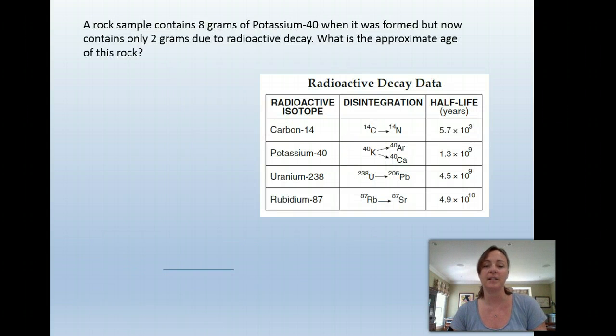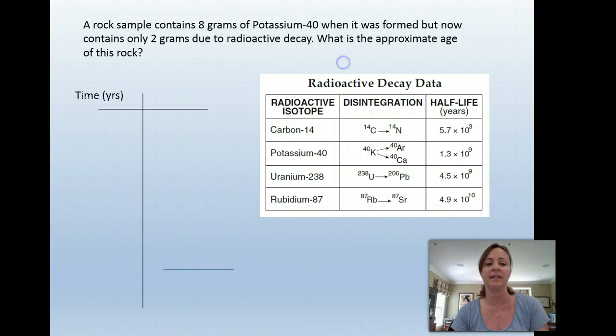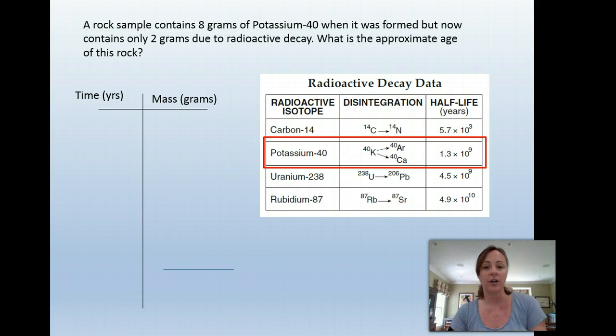Let's look at a sample practice problem of what we would use this radioactive decay data chart to help us solve. If we have a rock sample that contained 8 grams of potassium-40 when it was formed, but now it only contains 2 grams due to radioactive decay, what is the approximate age of this rock? Well, we're going to set up a T-chart to help us with this. One side of the chart is going to have time in years, and the other side will have the mass or the grams of the sample that's there. We're going to look at potassium-40 on our Earth Science reference table because that's what's given to us in the word problem.